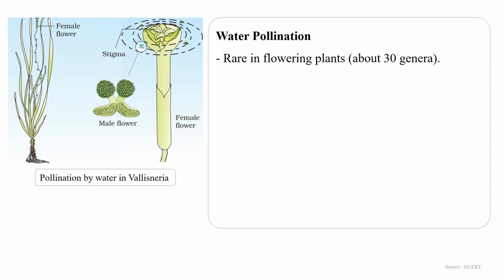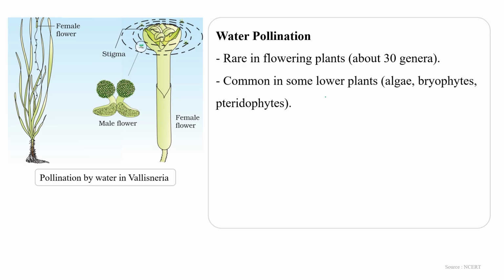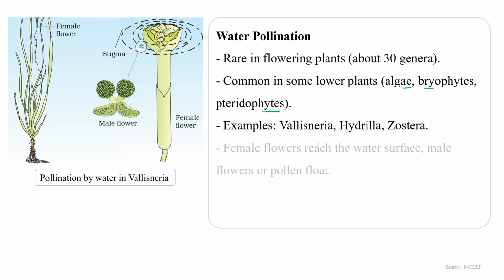Some plants which are present in water use water as a pollinating agent. And this water pollination is very uncommon or rare in flowering plants. These are common in some lower plants like algae, bryophytes and pteridophytes. They utilize water as a pollination agent. What are those examples? Vallisneria, Hydrilla, Zostera. These are examples of plants which utilize water as a pollination agent.